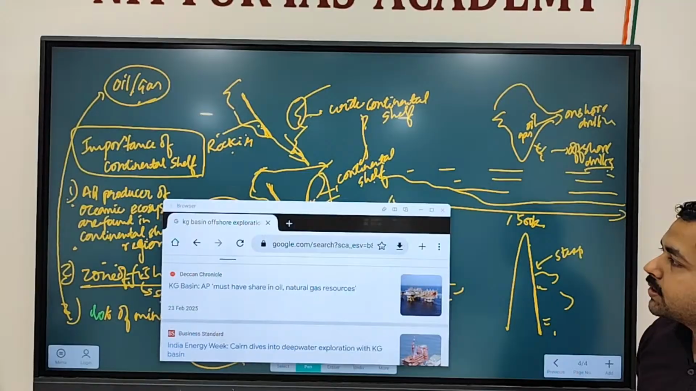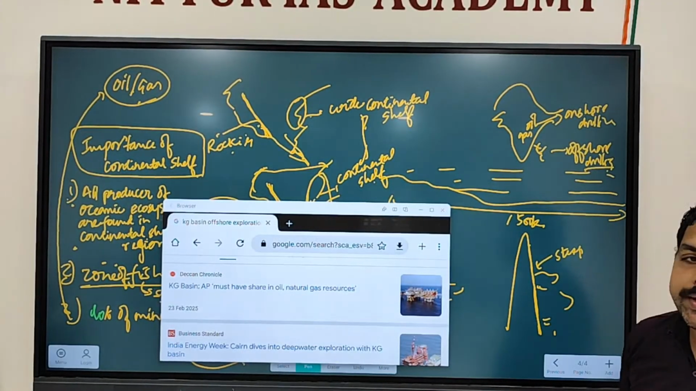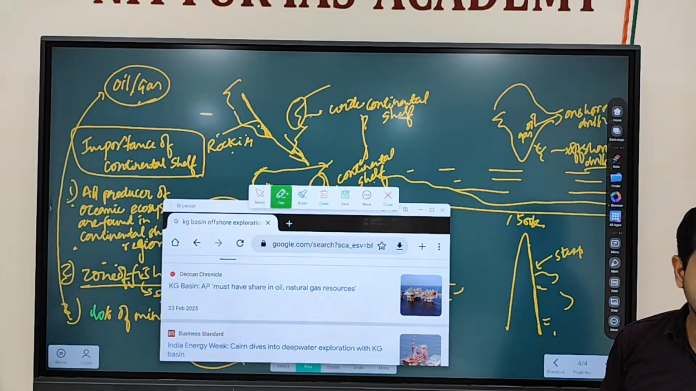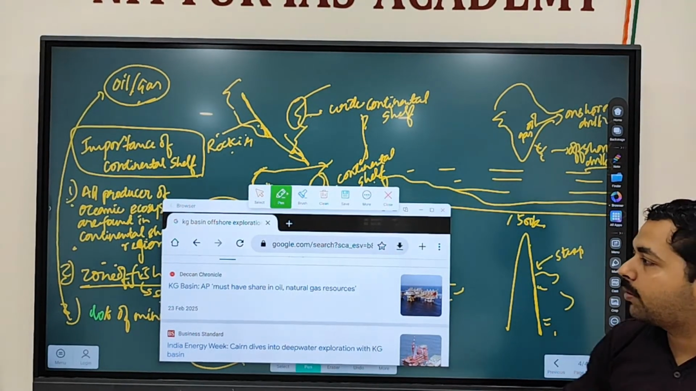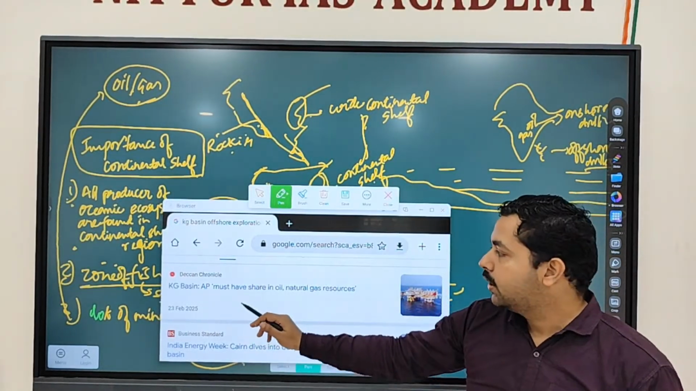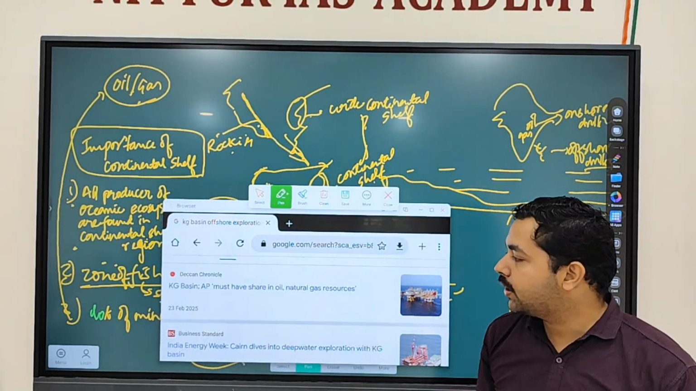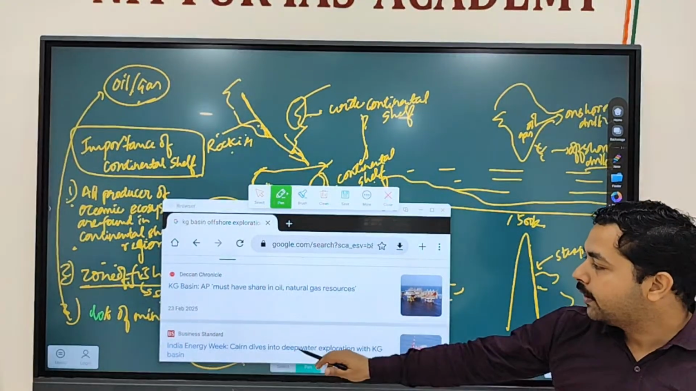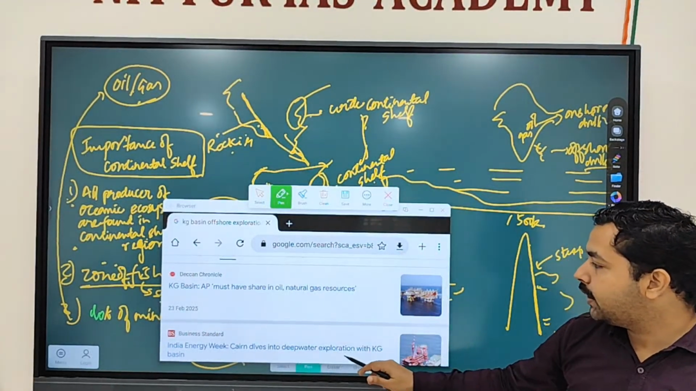What is this KG basin that you are finding? It is the Krishna Godavari basin. Which basin? KG basin stands for what? Krishna Godavari basin. From Andhra Pradesh, which rivers flow? The Krishna river flows, the Godavari river flows. So KG basin, that is why you are getting this particular region. Clear? Now you can see India Energy Week.